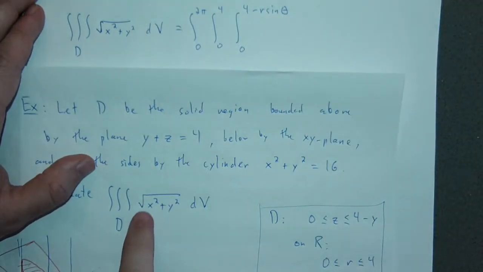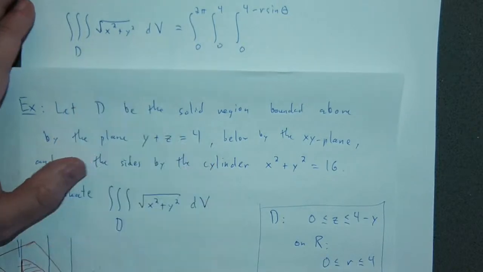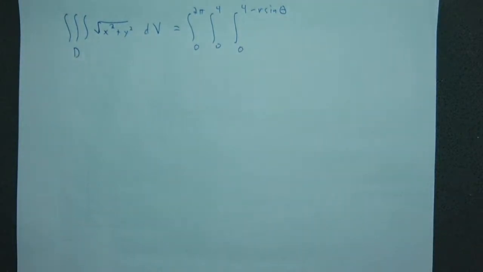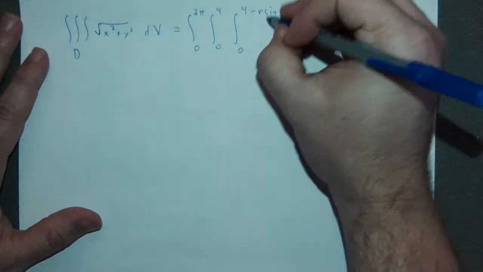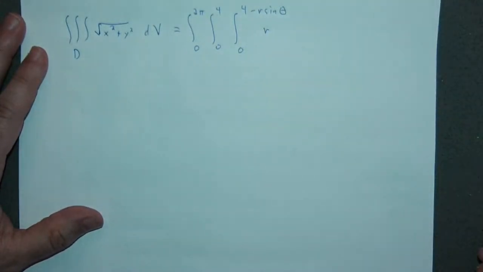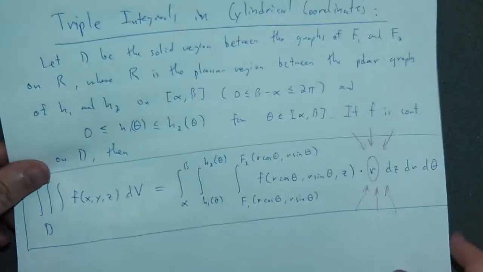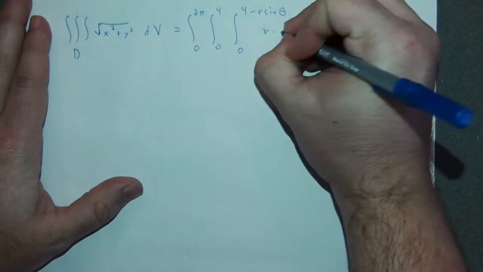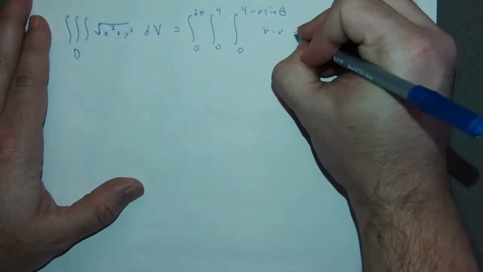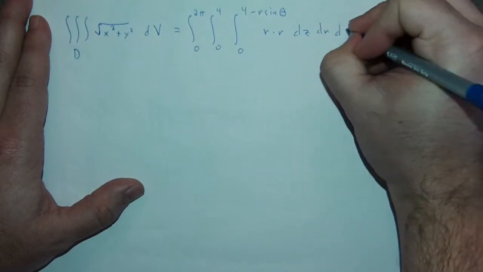So the upper limit of integration here is 4 minus r sine theta. And the integrand is the square root of x squared plus y squared. But what is that in cylindrical coordinates? Well, it's just r, right? And so this is r times, of course, this extra factor of r, dz dr d theta.